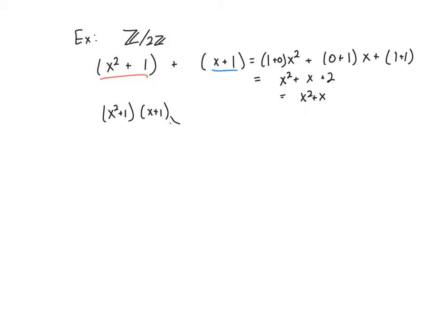How about this product? Well, you could always FOIL when it's something as small as this one, but let's use my formula anyhow. How many ways can you get x cubed? Well, you have to multiply an x squared times an x term. So there's just 1 times 1. How many ways could you have gotten x squared? Well, you can get it from the x squared, and that's the only way in this case.